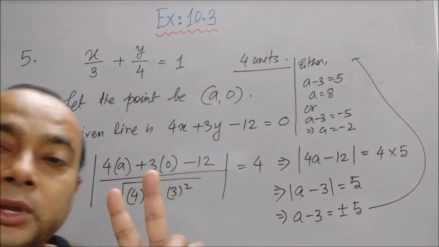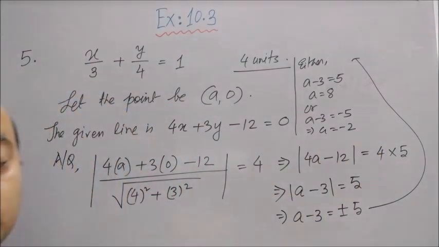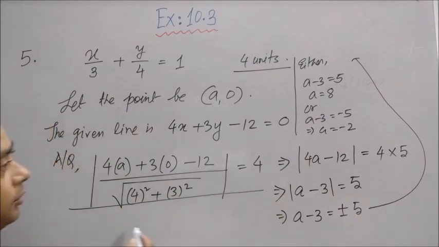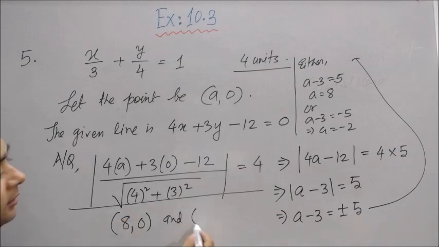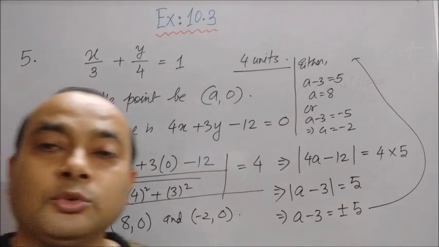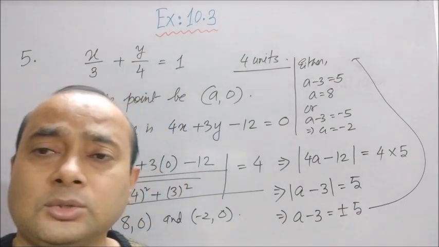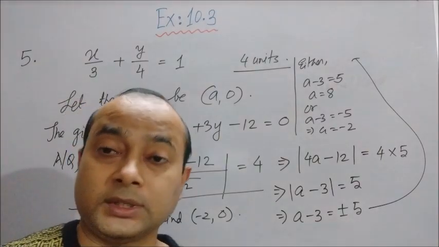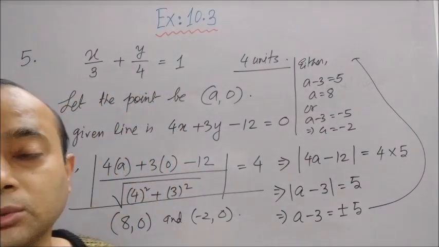So we got two values of a. Therefore, what will be the required points now? Finally, the required points will be (8, 0) and (minus 2, 0). So you might be wondering, how did we get the 2 points? I shall show it with the help of a diagram.